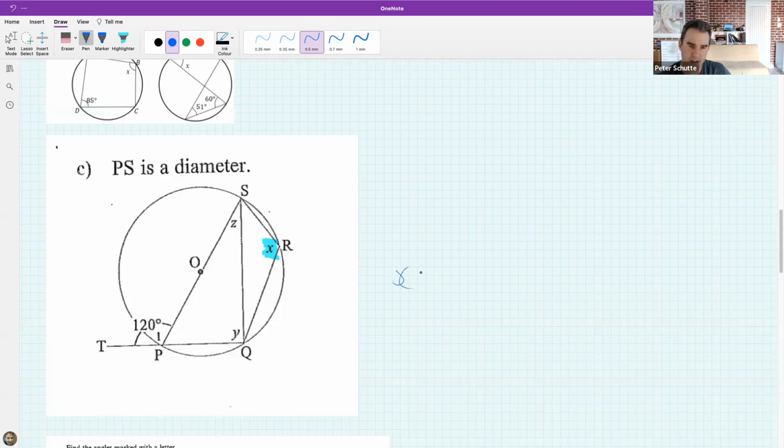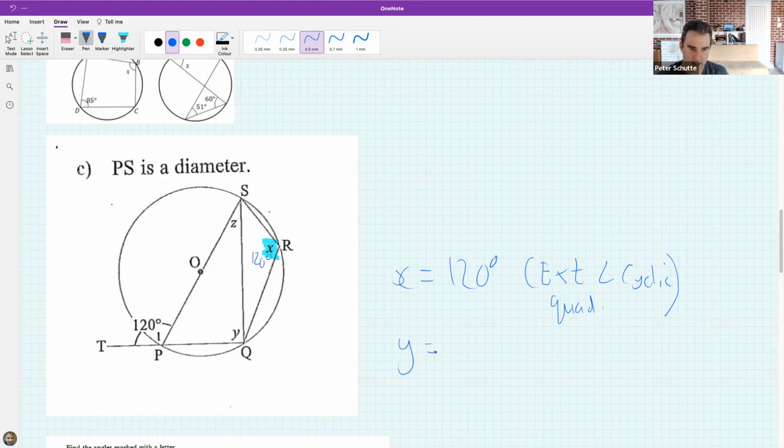So X, I agree, is equal to 120 degrees. If I was writing a reason, I would just say exterior angle cyclic quad. But again, we're not obsessing about that at this stage. We just want to know where to go.